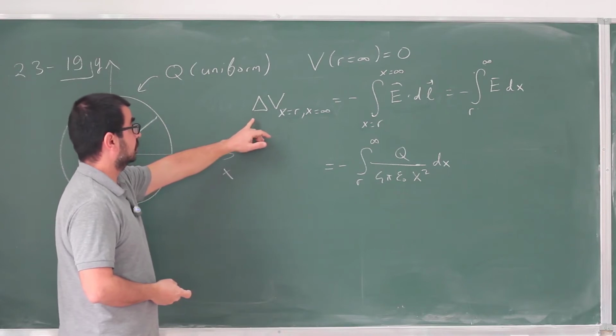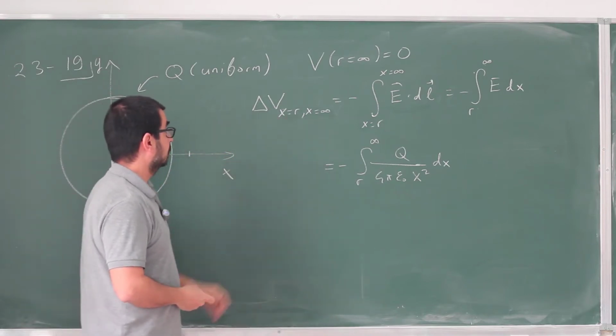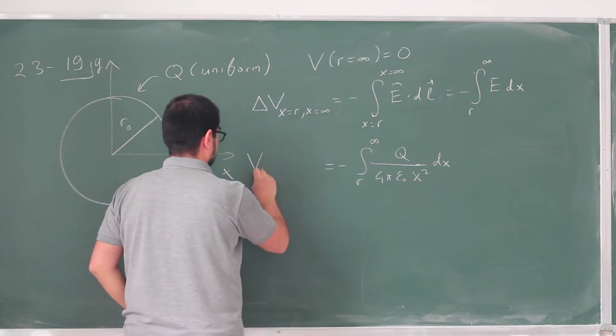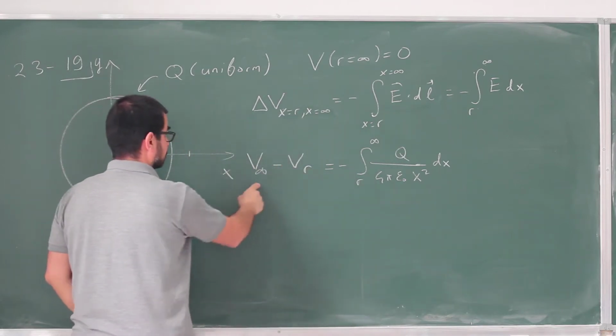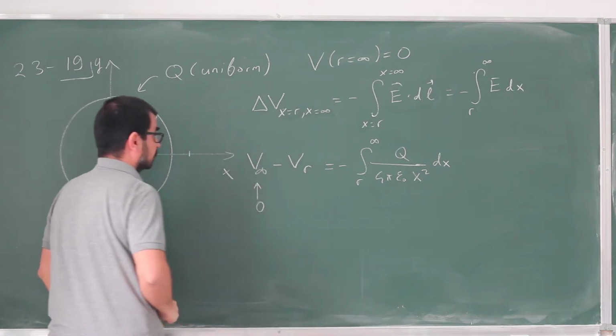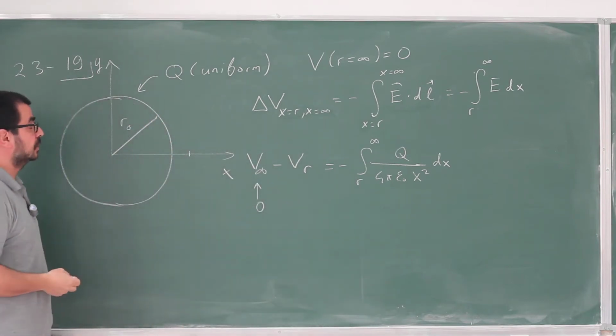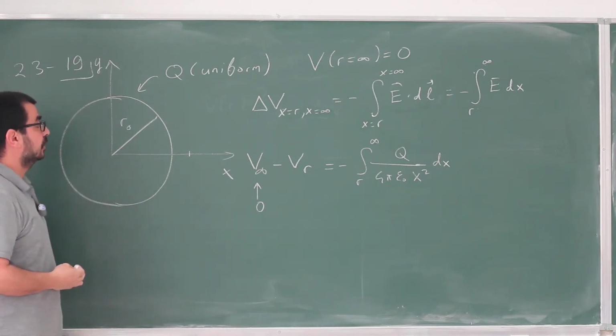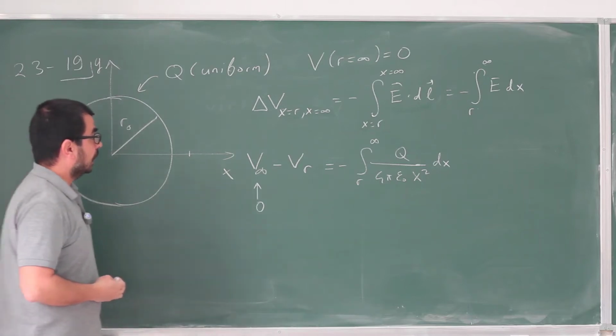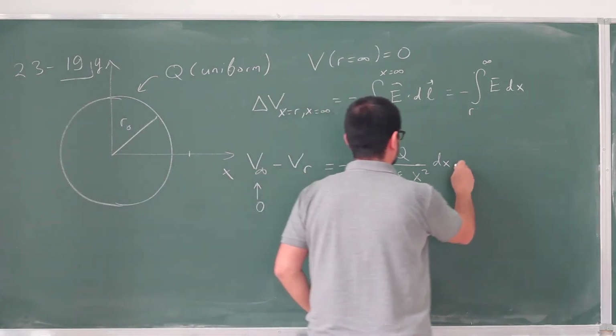So this is the potential difference from here to here. This is the potential at infinity minus the potential at some r. This is 0. Okay? This is given. This is our choice. We can always make a choice for the value of potential at one point. Here we are choosing the value at infinity to be 0. And then I can write this integral.